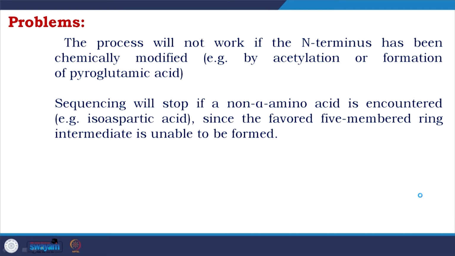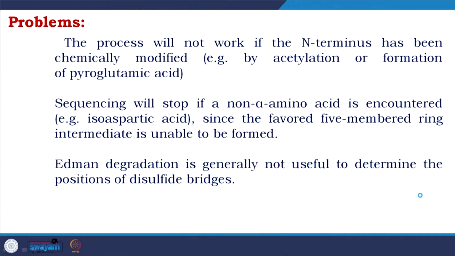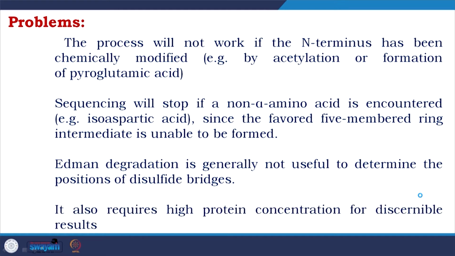Sequencing will stop if a non-alpha amino acid, like isoaspartic acid, is encountered, since the favored 5-membered ring intermediate, which is essential for this reaction to go on, is unable to be formed. Edman degradation is generally not useful to determine the position of disulfide bridges. Also, it requires high protein concentration.